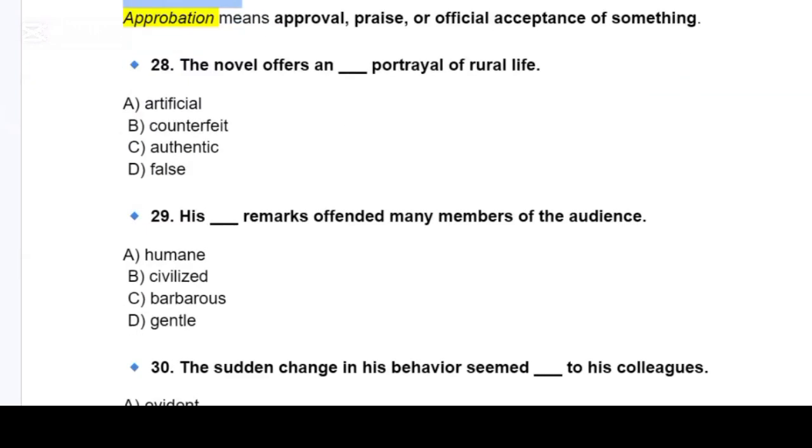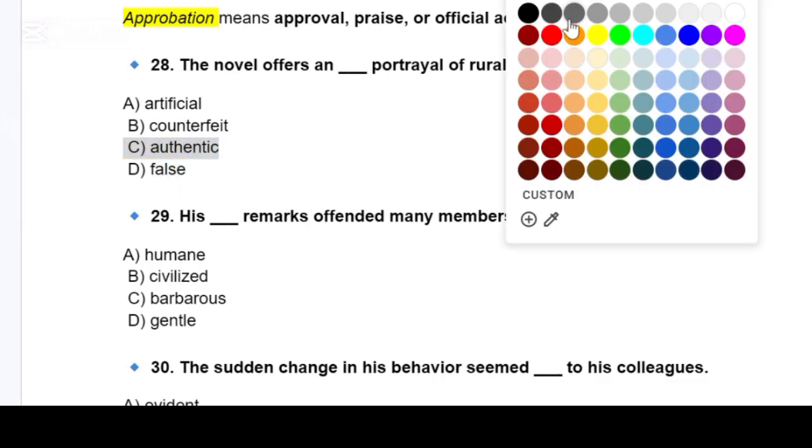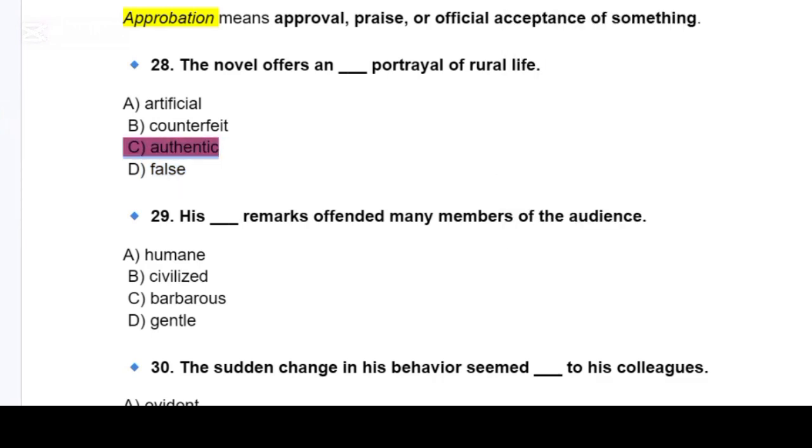The novel offers a dash portrayal of rural life. Artificial, no. Counterfeit, no. Authentic, false, no. So authentic here is correct, because the novel was offering an authentic portrayal of rural life.